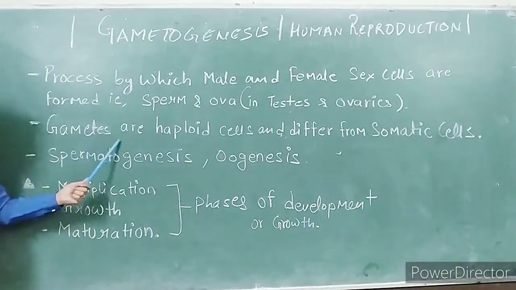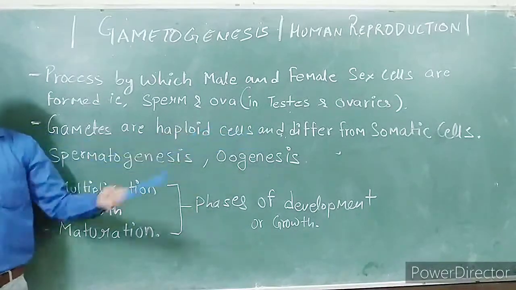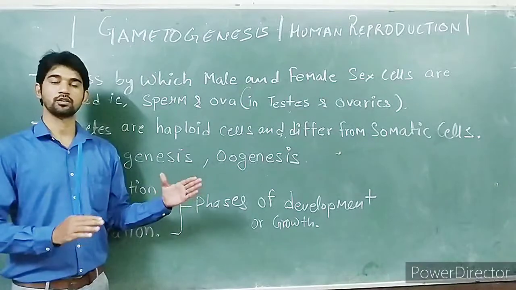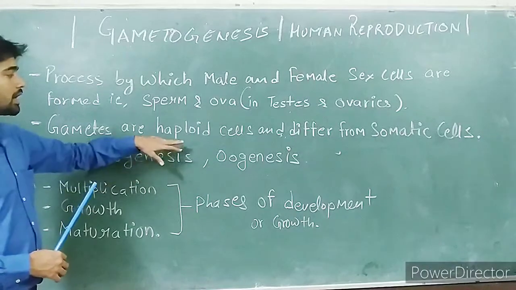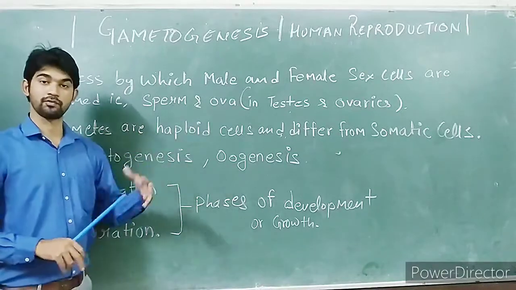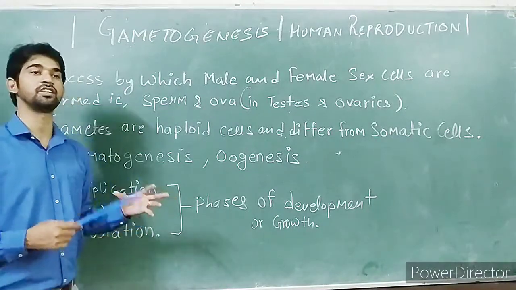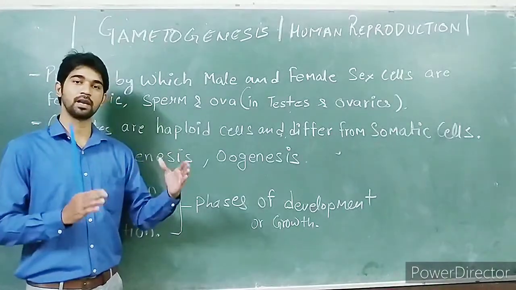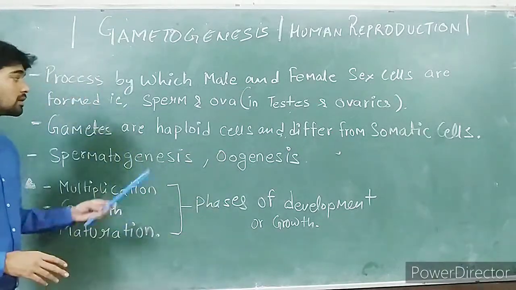We know that gametes are haploid cells and they differ from somatic cells. Somatic cells are the non-sexual cells which are present all throughout the body, whereas the gametes are the haploid cells. Haploid cells contain half the number of chromosomes, whereas somatic cells contain the full number of chromosomes, which is 46. We know that when cell division takes place by mitosis we get somatic cells, and by meiosis we get haploid cells.